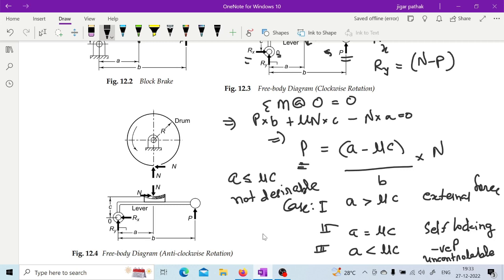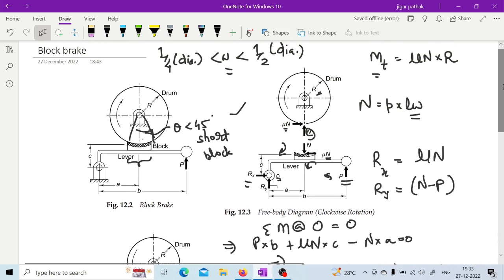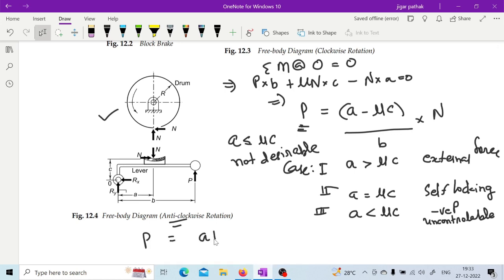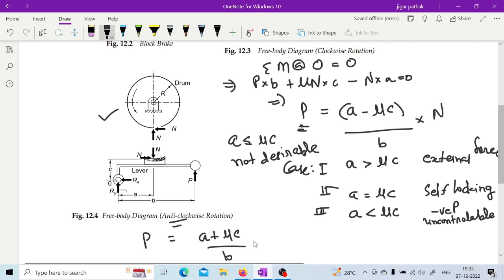Now one more important thing is, here we have assumed that the rotation is clockwise. While carrying out this analysis, what we have assumed is this clockwise rotation of the drum, right? If it is anticlockwise, as mentioned in this particular figure, then this force will be given by (A plus mu C) upon B into N, right? This again you can derive by considering all these forces acting and taking equilibrium of forces and equilibrium of moments. So up to this it is clear.